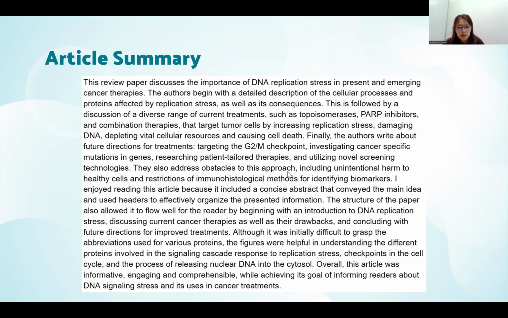And then I talked about the different ways to address DNA replication stress and the obstacles to the approach. The last part is very casual. I just mentioned that it had a concise abstract, conveyed the main idea, and everything flowed well with the different headings. And at the end, I said it was informative, engaging, and comprehensible.